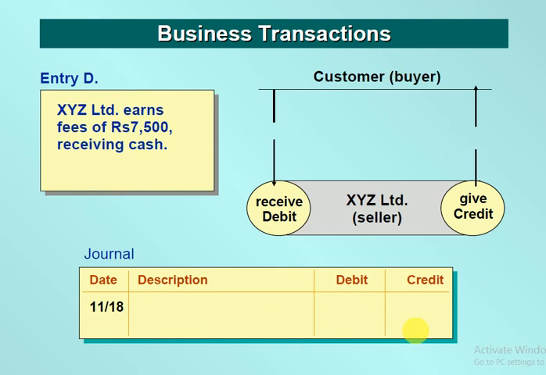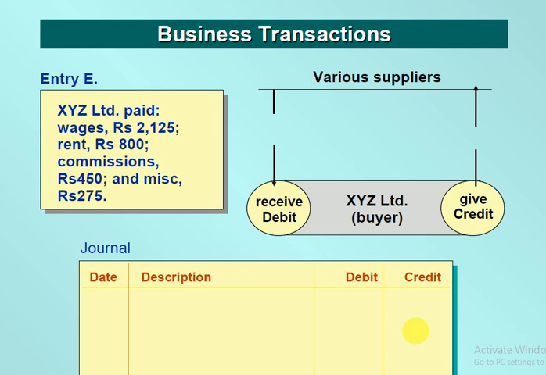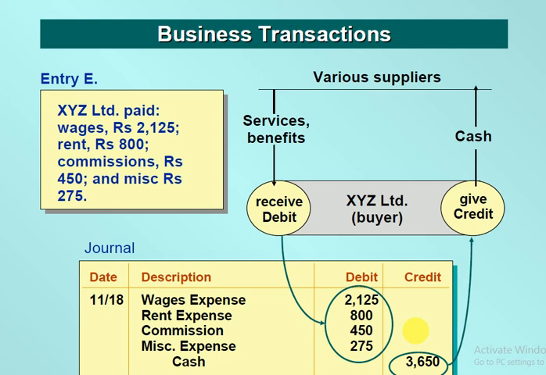XYZ Limited earns fees of rupees 7,500 receiving the cash. Simply cash will be debited and revenues earned or fees earned will be credited, right, according to rules. XYZ Limited paid wages rupees 2,125, rent rupees 800, commissions 450 and miscellaneous expenses 275. All these expenses will be debited and cash will be credited for the total amount.